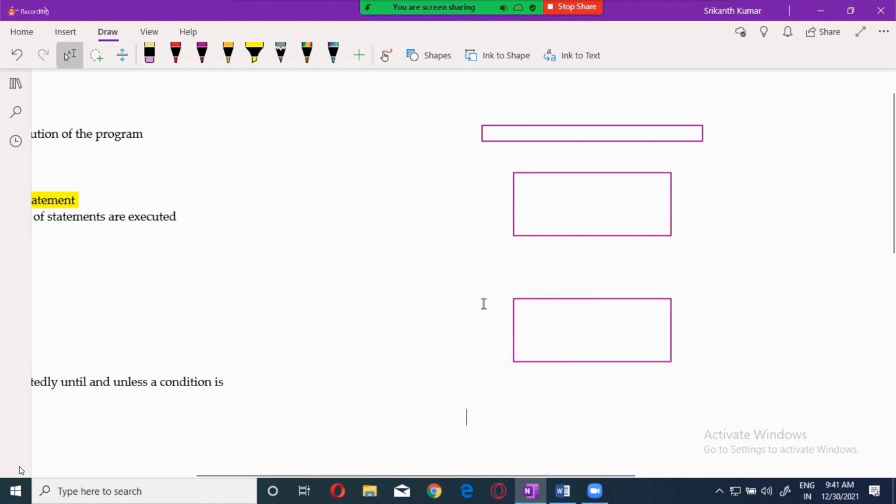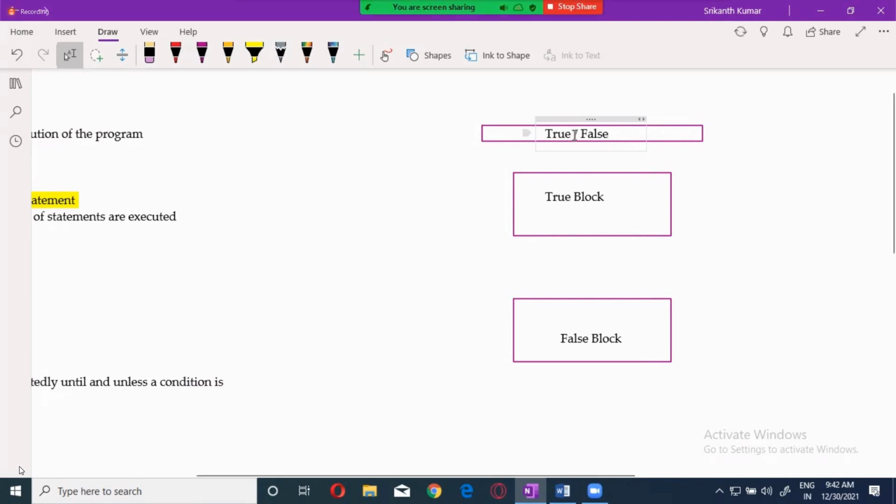Okay. Here, this is the true block. I'll write it as true block. And this one is called the false block. That means the condition will have only 2 states. What are those? Either it can be true or it can be false, right? Any one state will be there, not both. No way. It will be either true or false.